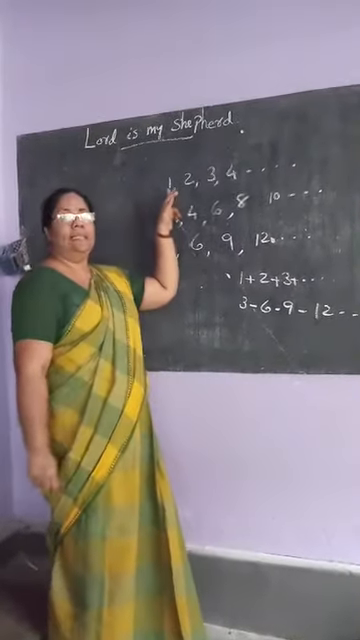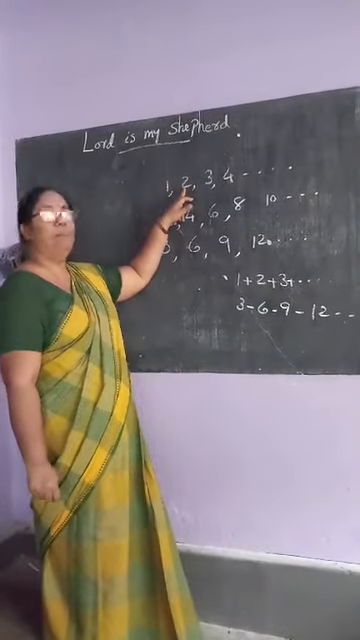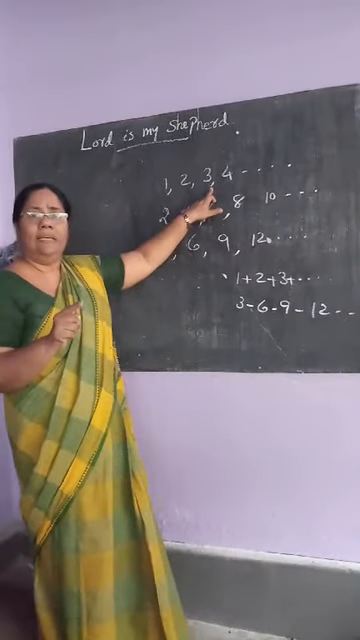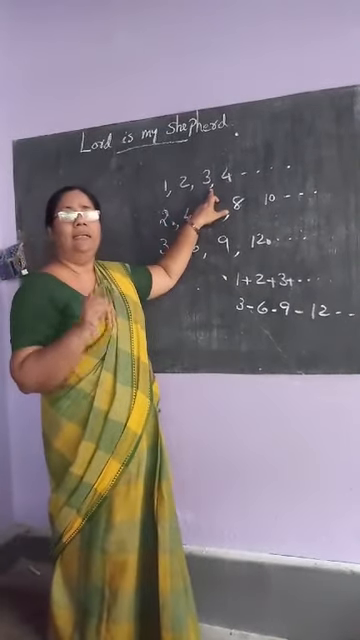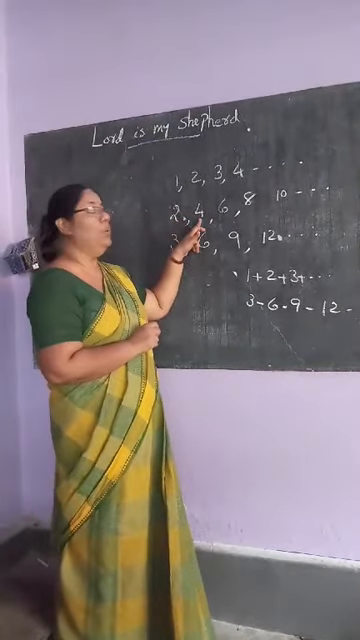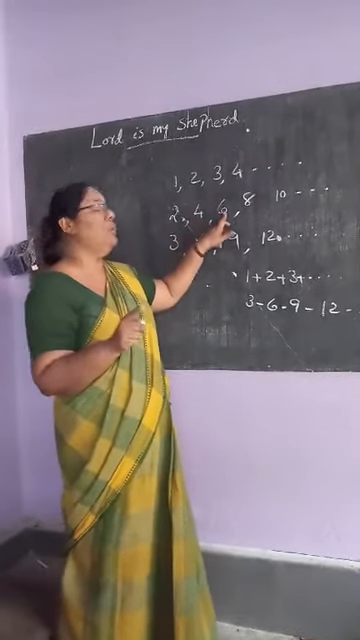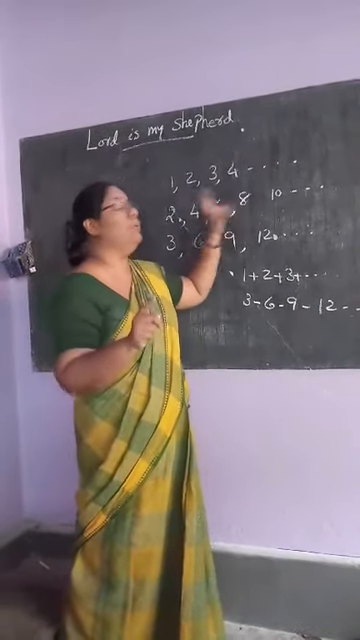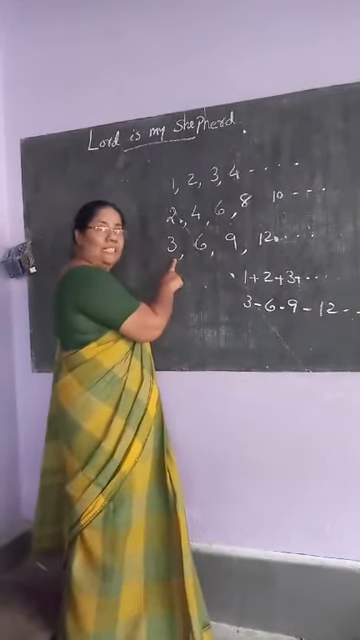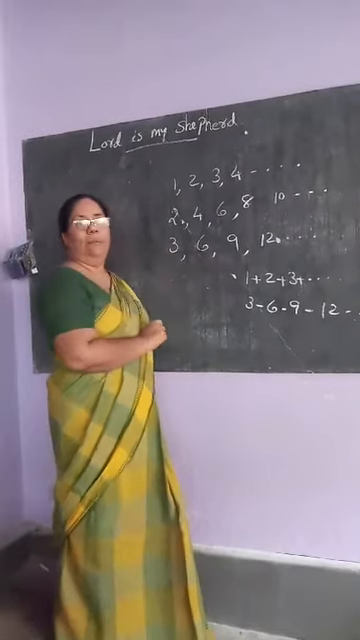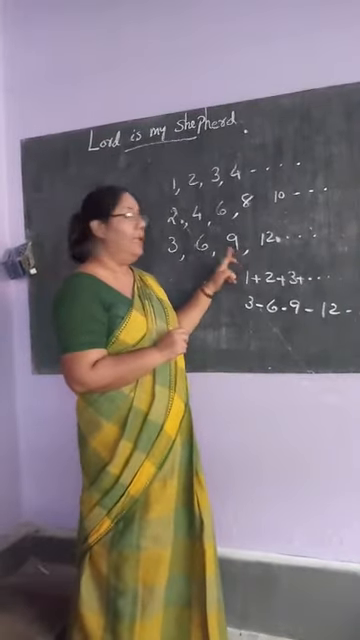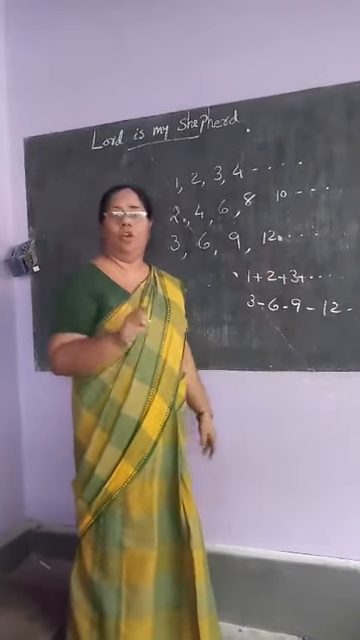The first one is the number 1, then the next number is 2, and the third one is 3. Here each number differs by 1. In the second case, 2 plus 2 gives 4, 4 plus 2 gives 6, and 6 plus 2 gives 8. In the third example, 3 is the first number and 6 is the second number. 3 plus 3 is 6, 6 plus 3 is 9, 9 plus 3 equals 12.